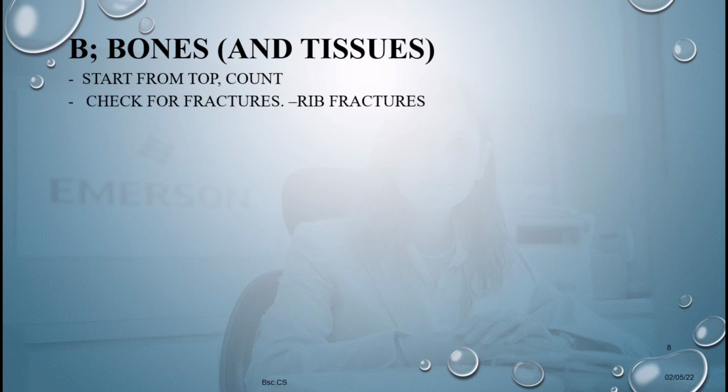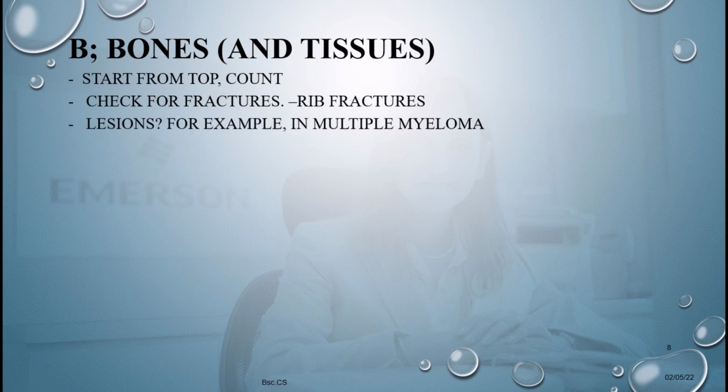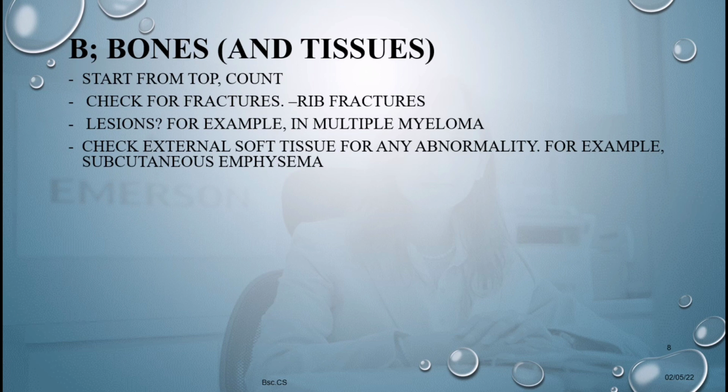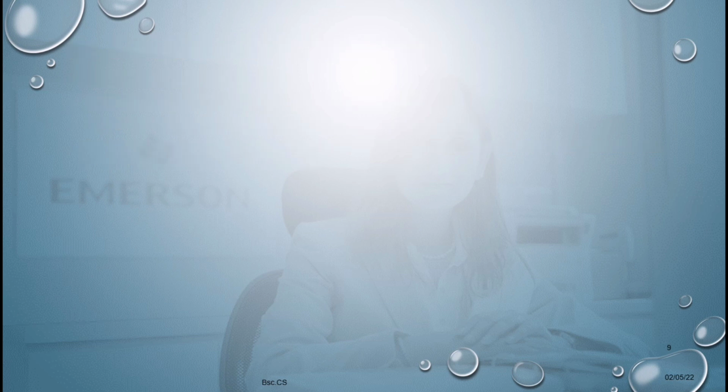Then you have to check for fractures, rib fractures in this case, and clavicle fractures. Then lesions, for example, in multiple myeloma, so you have to look out for any lesions. Then you have to check external soft tissues for any abnormalities, for example, in subcutaneous emphysema. Then that's for the B.